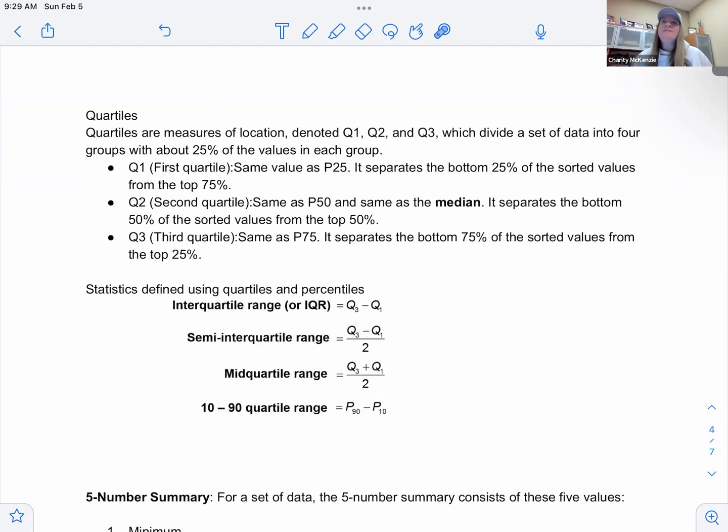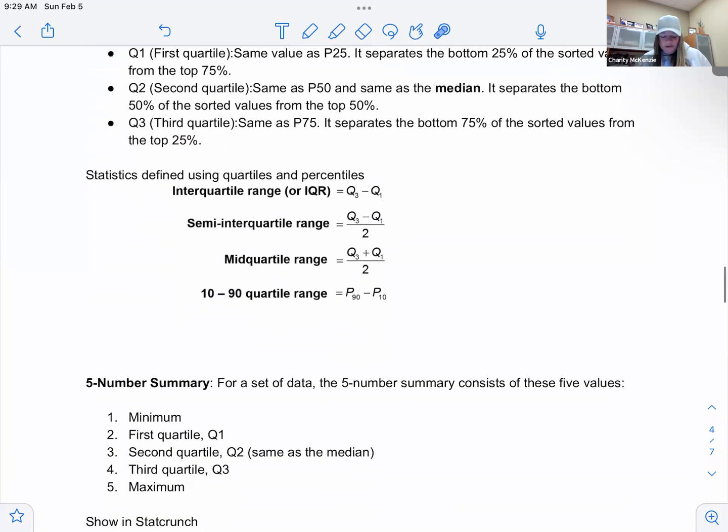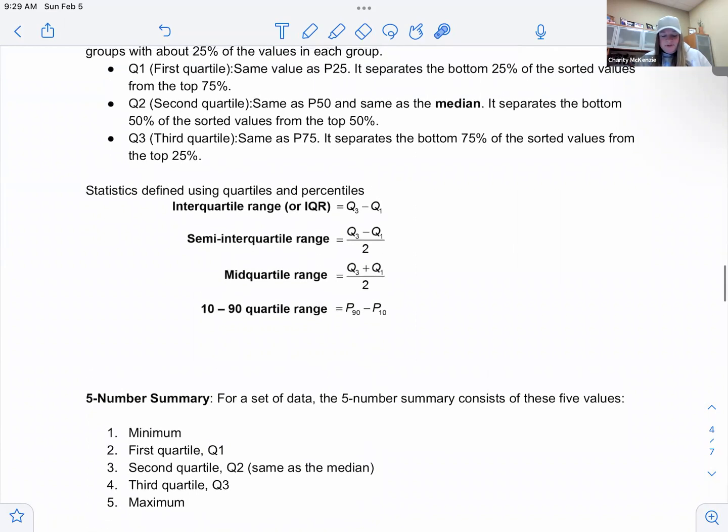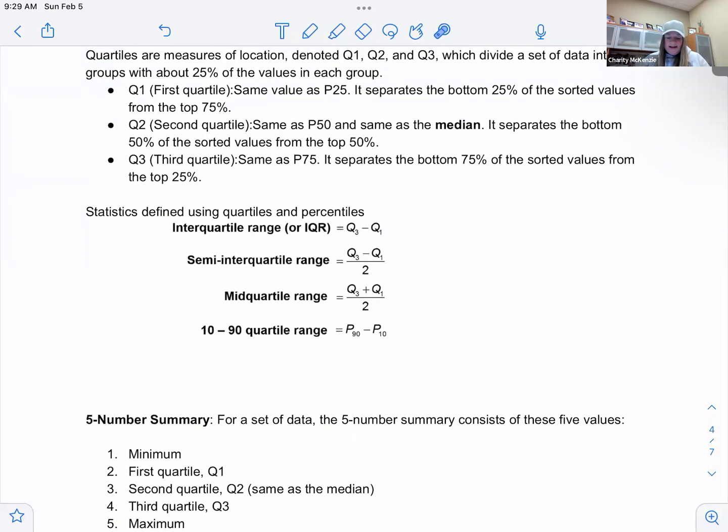When you break your data into 4 pieces, you're like, here's 1, 2, 3, 4, right? You have 3 numbers to break it into 4, plus the high and low, okay? Which is called the 5-number summary, almost there. So those are denoted there. And you can see it's the same as P25, P50, P75. You are in the 25th percentile, right? 50th percentile, 75th percentile. That's what they represent.